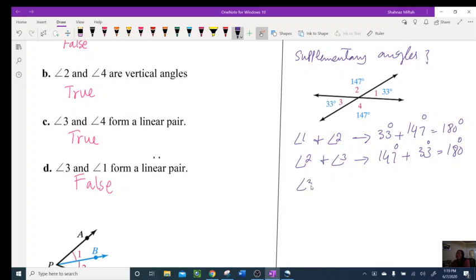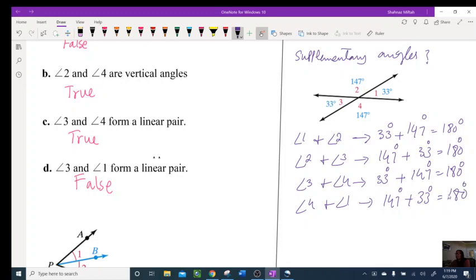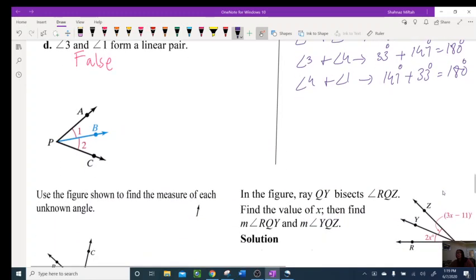Angle 3 and angle 4, 3 is 33 degrees and 4 is 147 degrees, adds up to 180. Angle 4 and angle 1, they add up to 147 degrees plus 33 adds up to 180 degrees. Okay, so this is what we got so far. Now let's try something else.